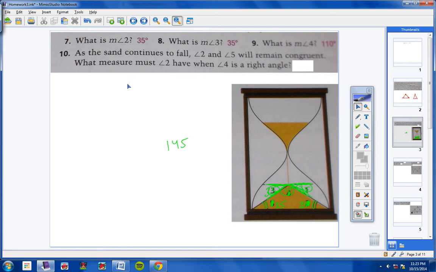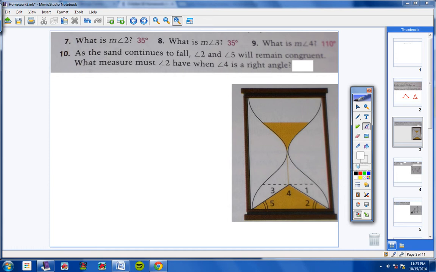As the sand continues to fall, 2 and 5 will remain congruent. What measure must 2 have when 4 is a right angle? Let's figure this out. First of all, we have a triangle right here.